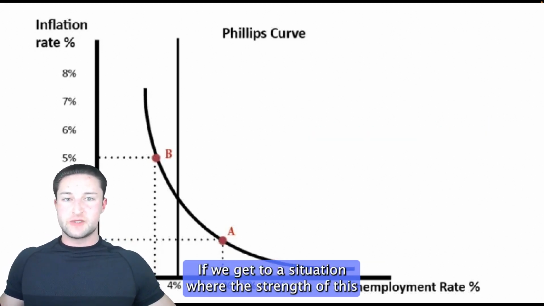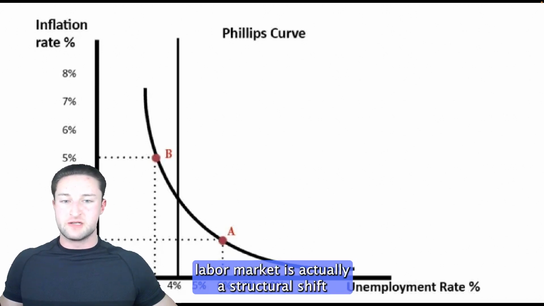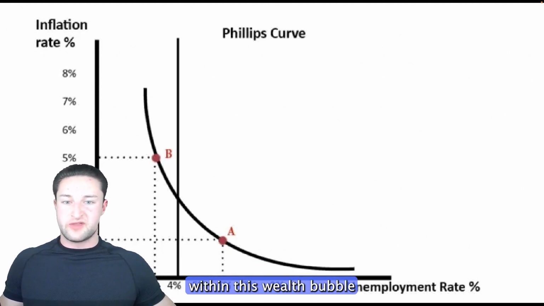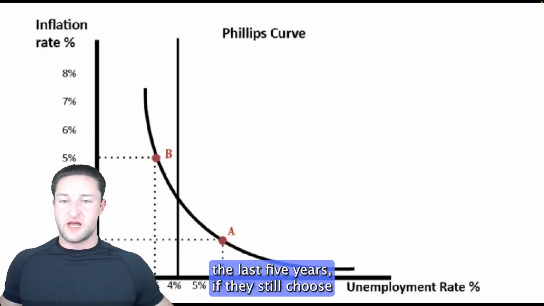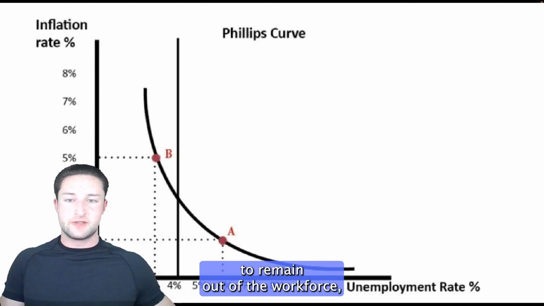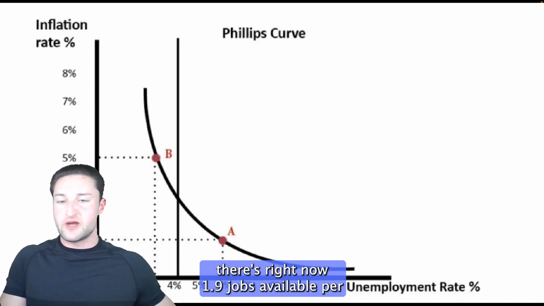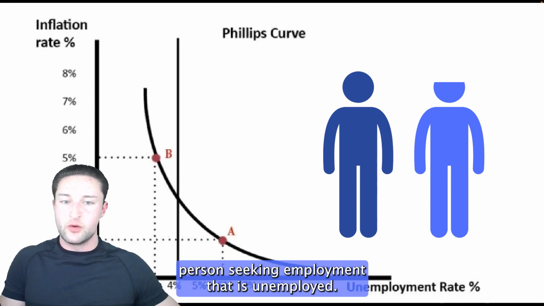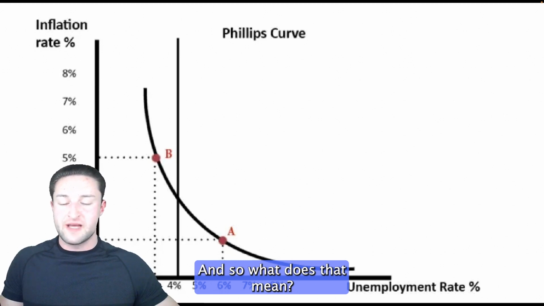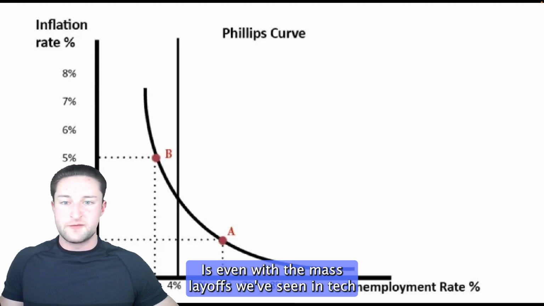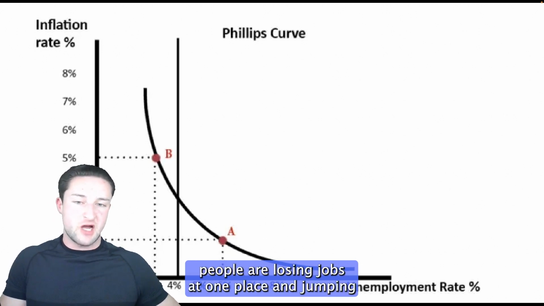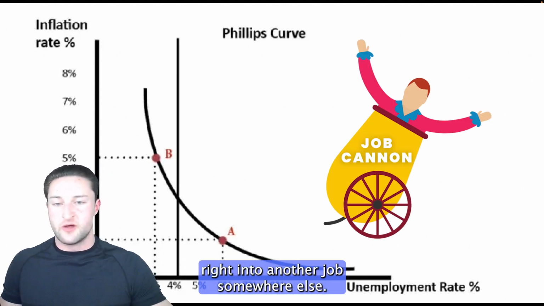If we get to a situation where the strength of this labor market is actually a structural shift versus cyclical, and people who exited the workforce within this wealth bubble that was created over the last 5 years still choose to remain out of the workforce, there's right now 1.9 jobs available per person seeking employment that is unemployed, right? And so what does that mean? Even with the mass layoffs we've seen in tech and across the board in retail sales, people are losing jobs at one place and jumping right into another job somewhere else.